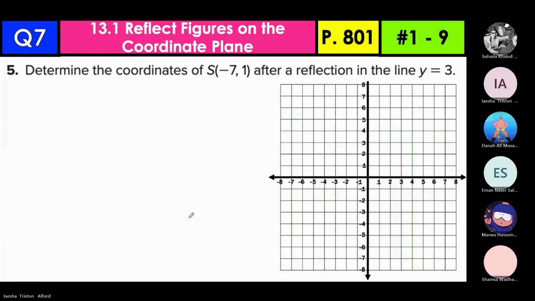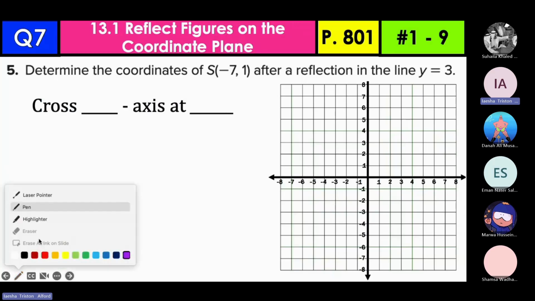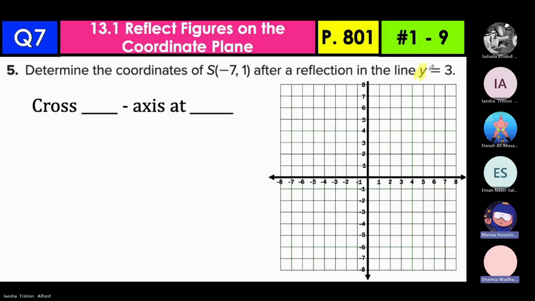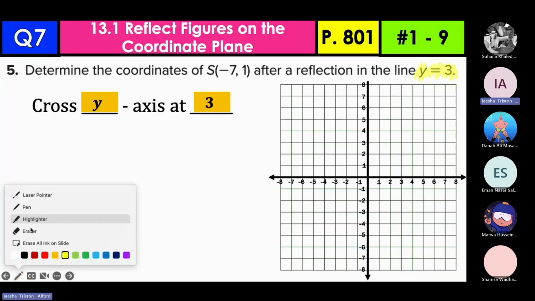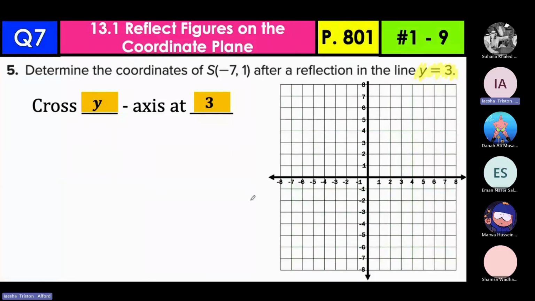This one says determine the coordinates of S after a reflection in the line Y equal +3. So we're going to cross which axis for line Y equal +3? Y-axis. At what number? +3. So go to the Y-axis, put a point at +3. And you're drawing what kind of line? Horizontal.